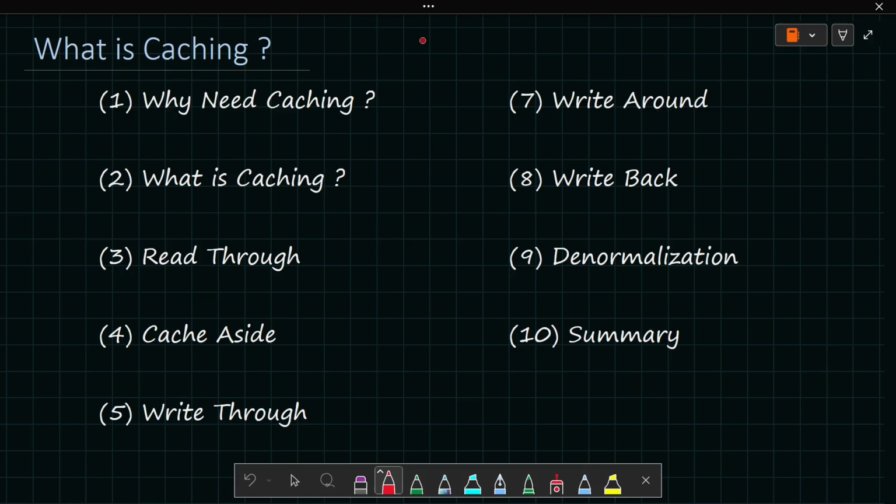In this video we are going to cover why we need caching, and what exactly caching is. Then we are going to discuss read through cache and cache aside. These are different kinds. Then write through cache and write around. Then we are going to discuss write back. After that we are going to jump on denormalization and then finally the summary.